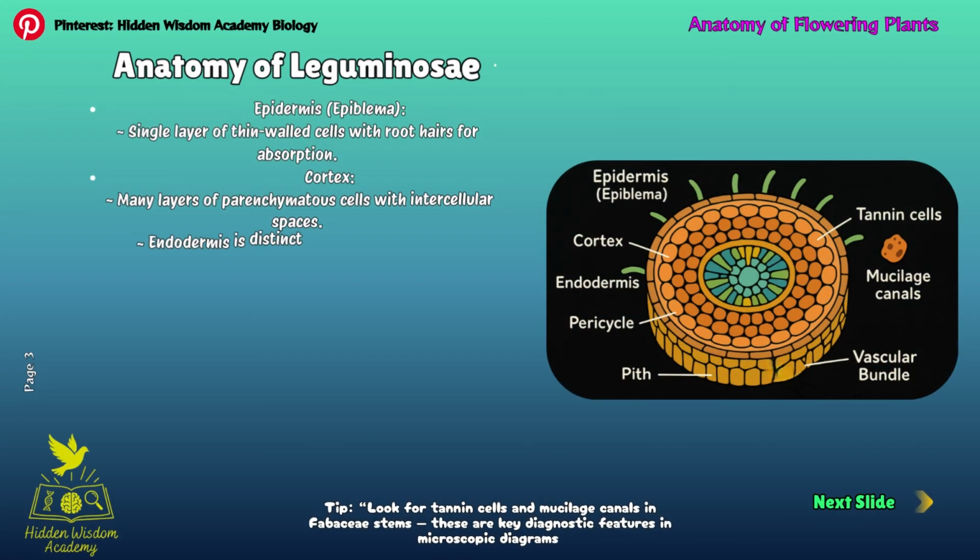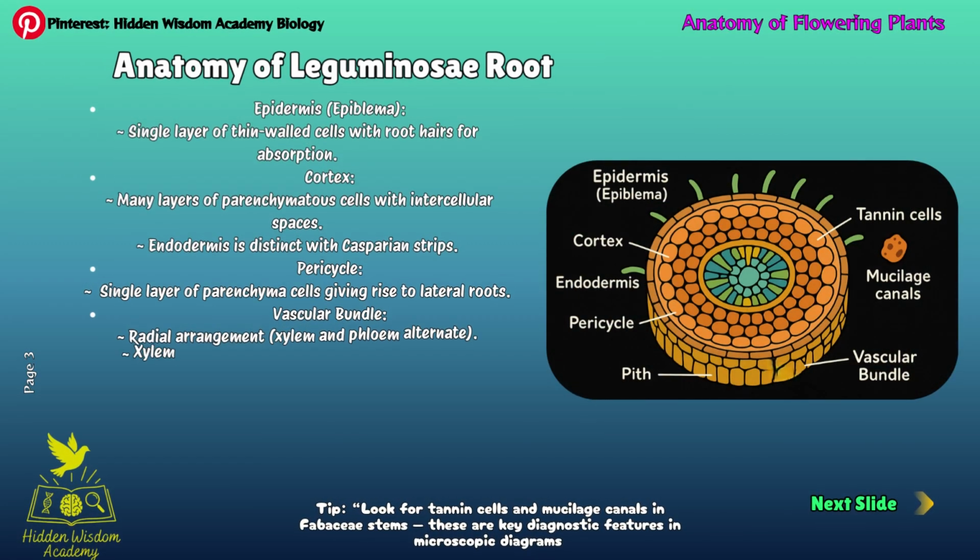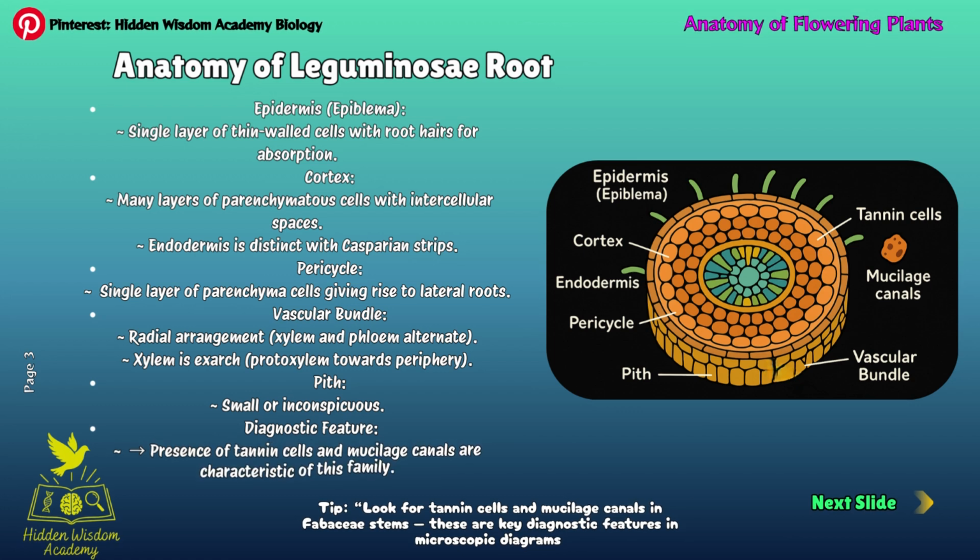Let's look at the root anatomy of the Leguminosae family, seen in Pisum sativum, a typical dicot root. The epidermis or epiblema has root hairs that absorb water and minerals. Below it, the cortex is made of parenchyma cells, ending with an endodermis that has Casparian strips. Inside is the pericycle, a single layer that forms lateral roots.